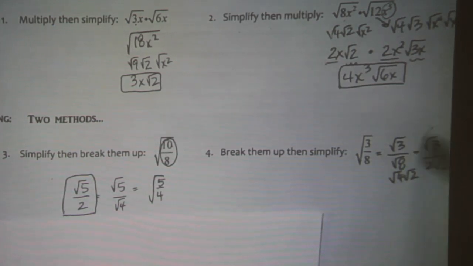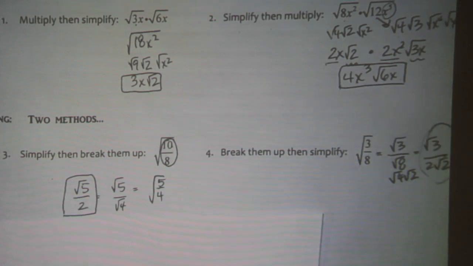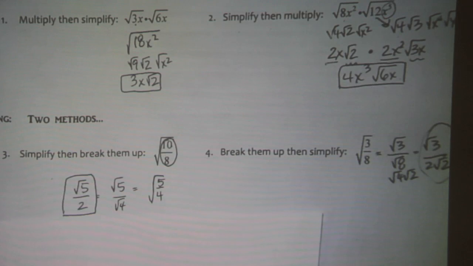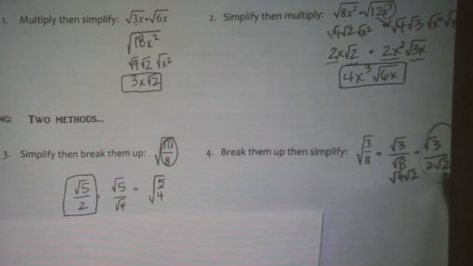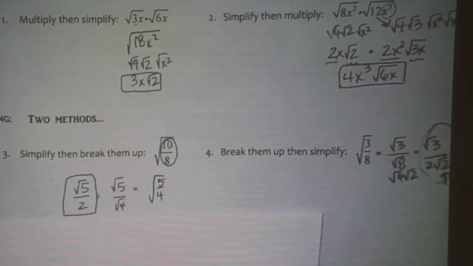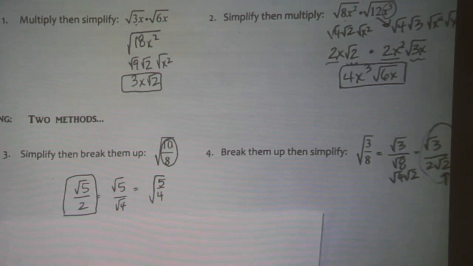Now this, you wish was your final answer. Unfortunately, it is not, because you cannot have a radical in the denominator. We need to get rid of this. We do that by making it a perfect square. You need to think, what number can I multiply 2 by to get it to be a perfect square? And the answer is, I need to multiply by 2. 2 times 2 is 4. That's a perfect square. Here's what I mean.